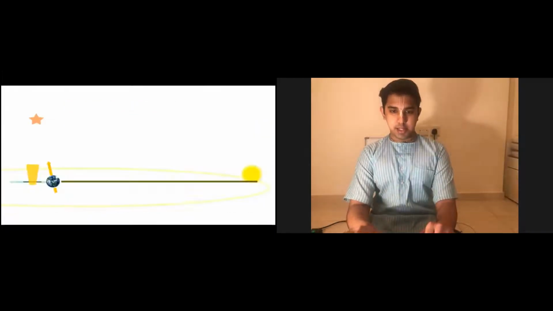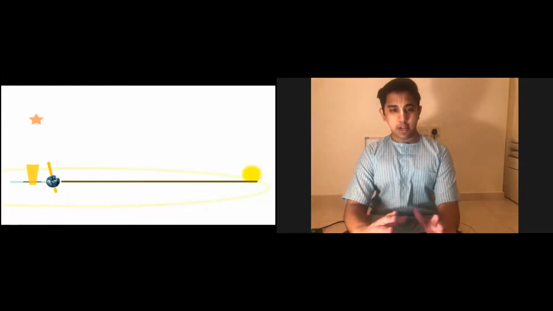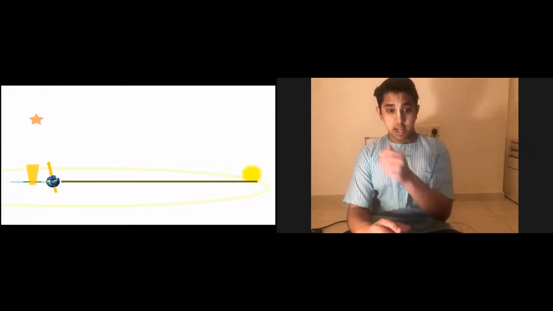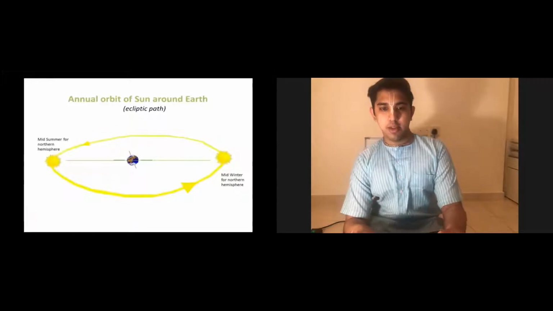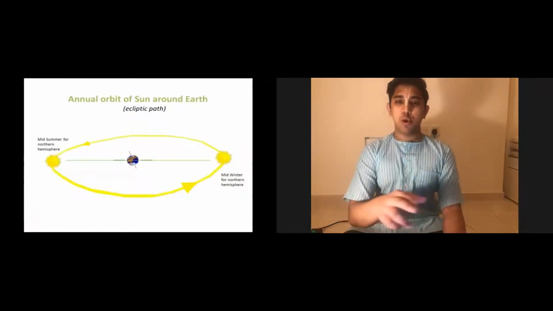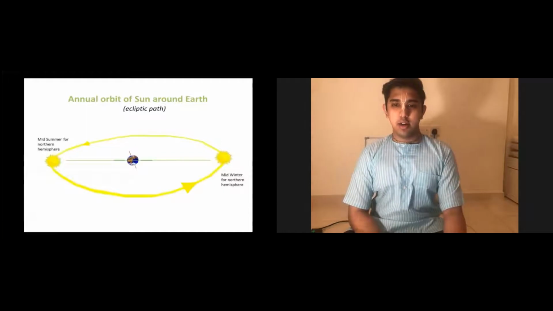So let's just correct that. Yeah. So now it has been corrected for an inclination of 23.5 degrees, which is the correct value. So this is how we picture it. Now, this is the annual orbit of the sun around the earth.